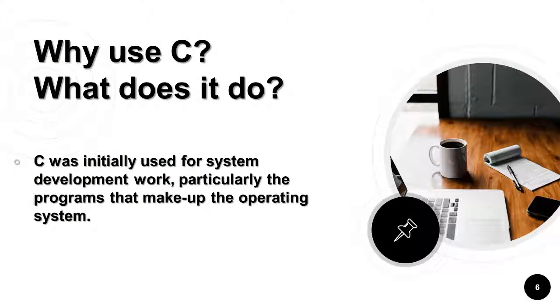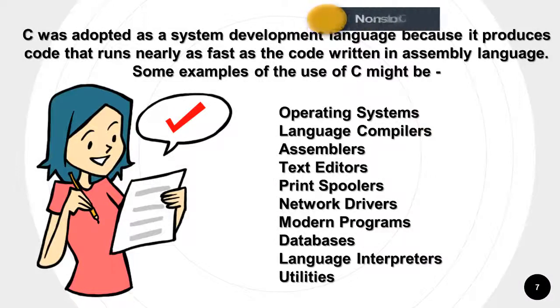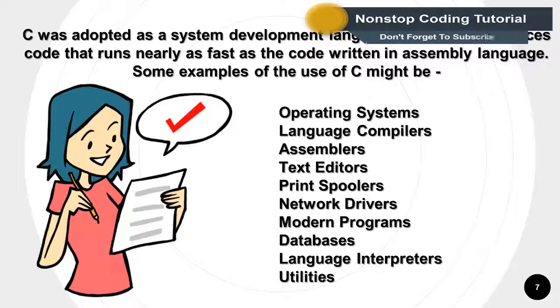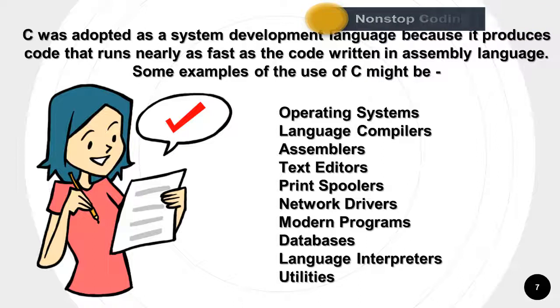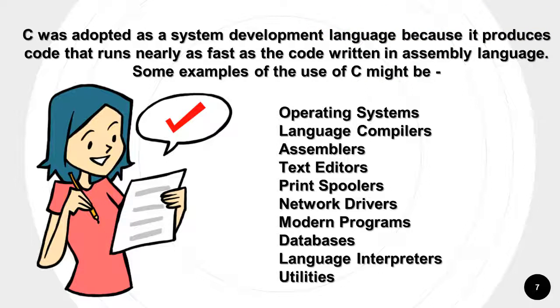Why use C? What does it do? C was initially used for system development work, particularly the programs that make up the operating system. C was adopted as a system development language because it produces code that runs nearly as fast as the code written in assembly language. Some examples of the use of C might be operating systems, language compilers, assemblers, text editors, print spoolers, network drivers, modern programs, databases, language interpreters, utilities, and so on.